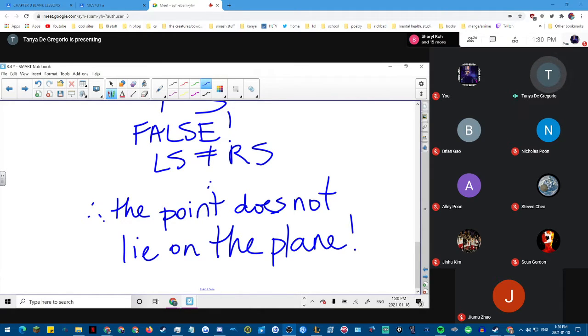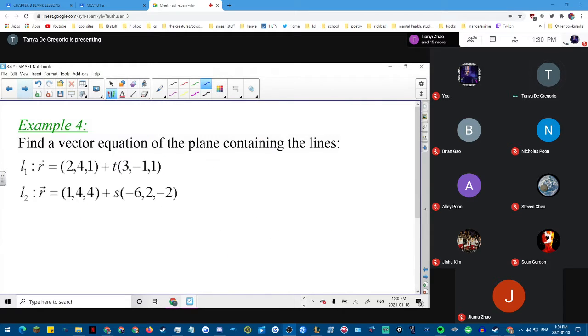Are there any questions? Okay. Example 4. Find a vector equation of the plane containing these two lines. Okay, again, what do we need to define a plane? 2 lines. Okay, yes, and we do need a point? 2 lines. We need what though? What do we define a plane with? 2 direction vectors and a position vector, yes?